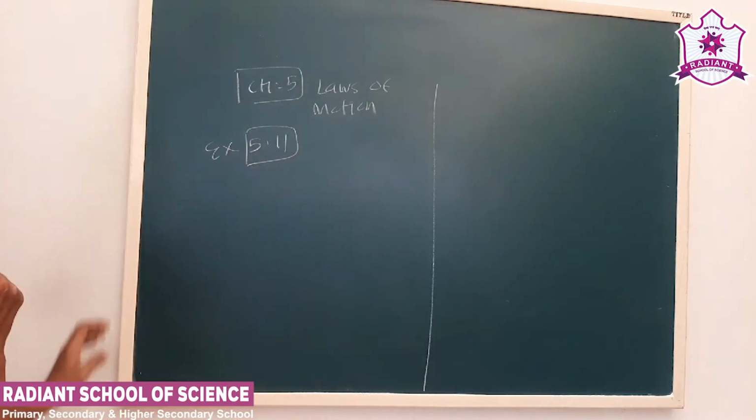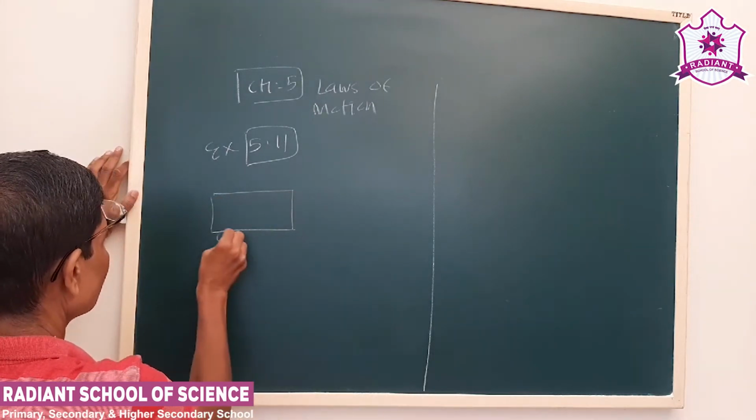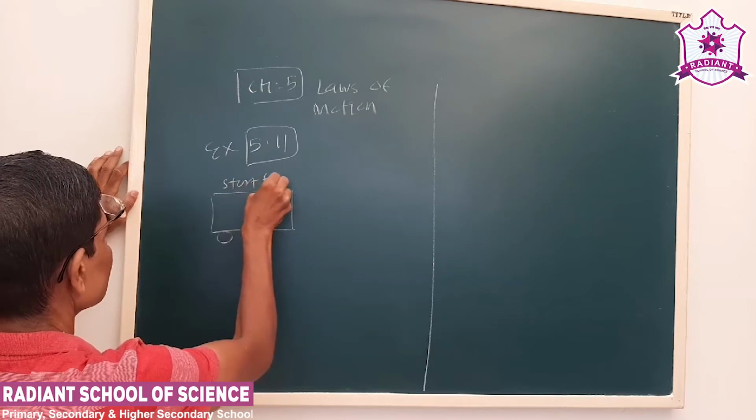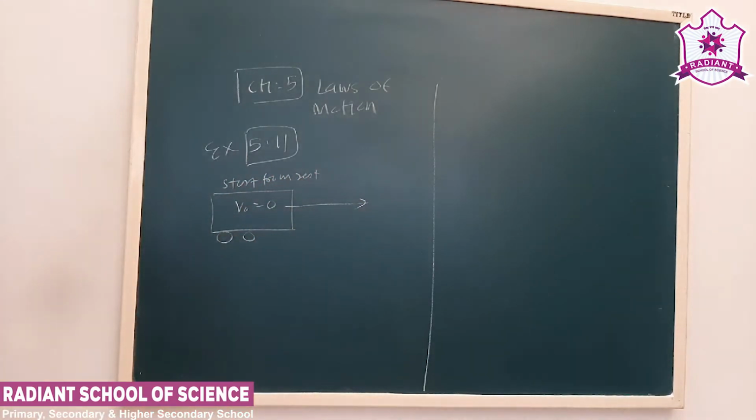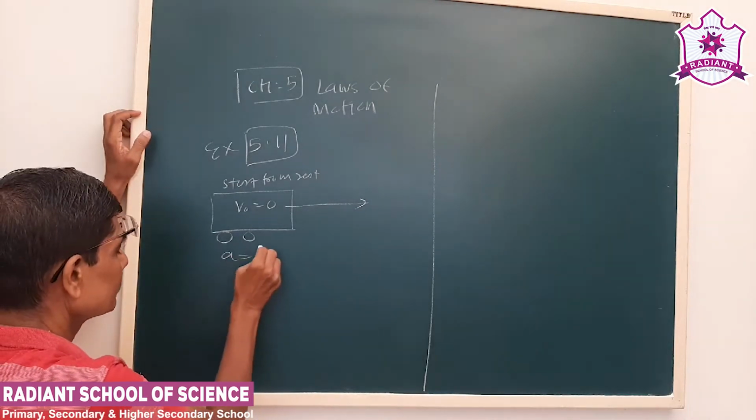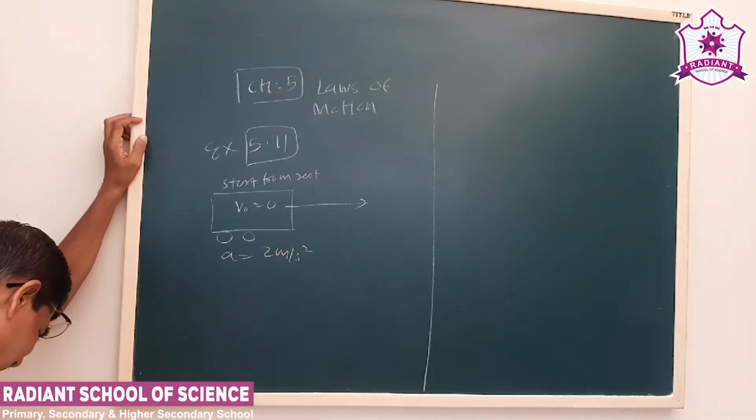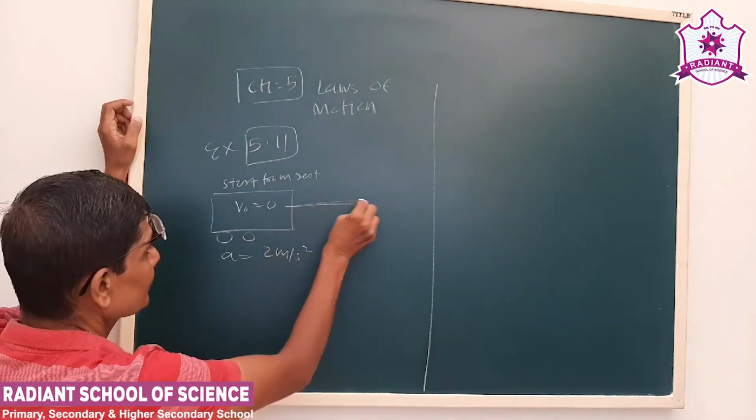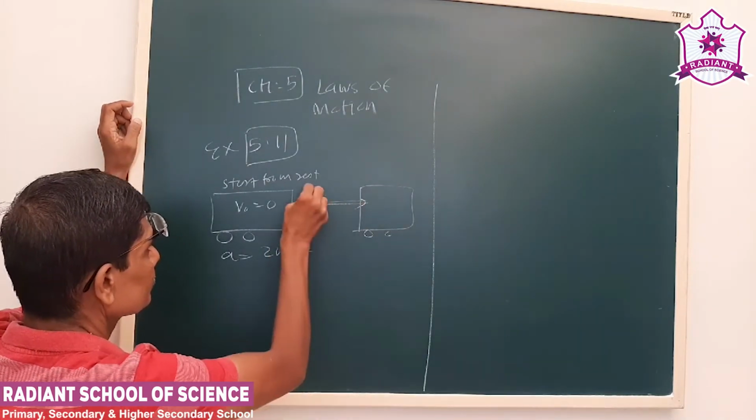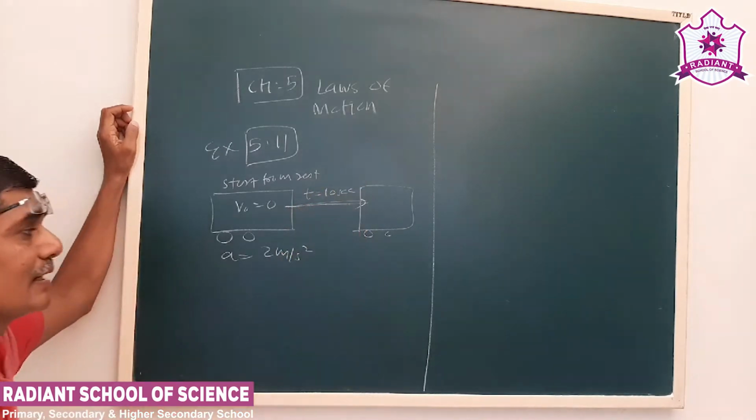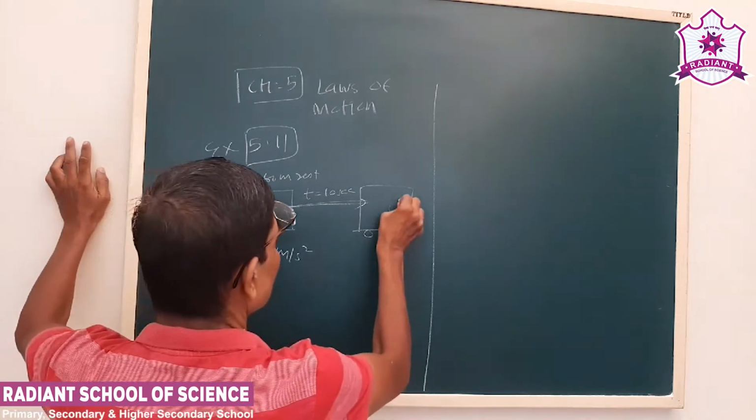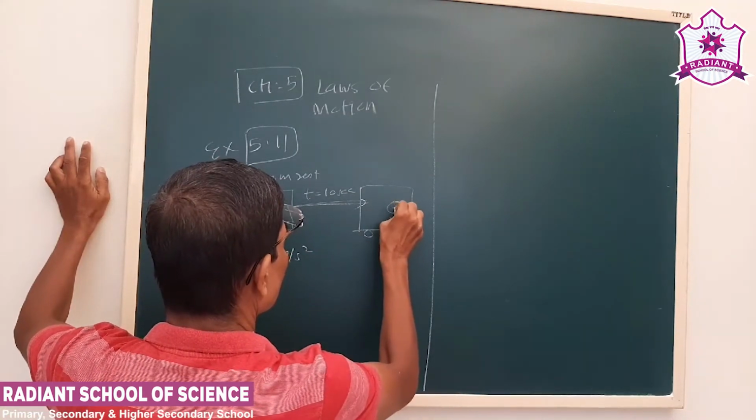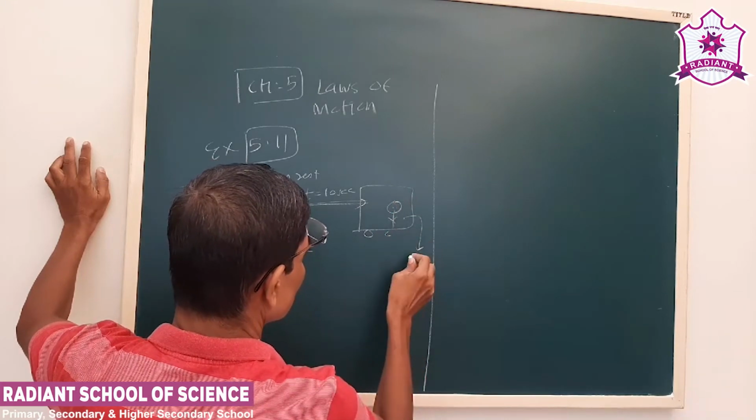Next is exercise number 5.11. Now see, a truck starts from rest and moves with a constant acceleration of 2 meters per second squared. Once it has traveled for 10 seconds, a person sitting in the truck drops a stone.